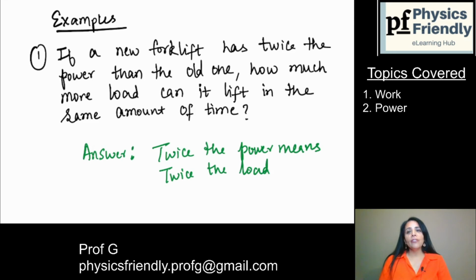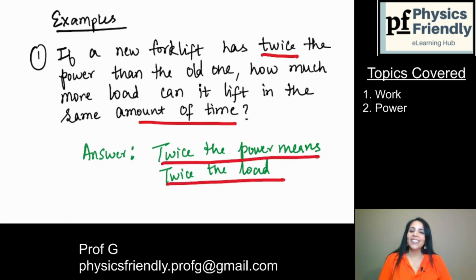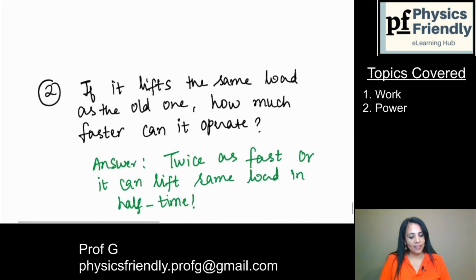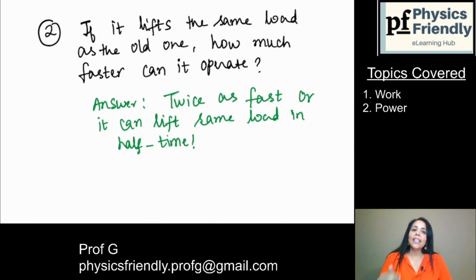So let's say a new forklift has twice the power of the old one. How much more load can it lift in the same amount of time? The answer is, of course, twice the power means twice the load, right? So that's the answer. And let's look at the second one. If it lifts the same load as the old one, how much faster can it operate? Twice the power means twice as fast, or it can lift the same load in half the time.